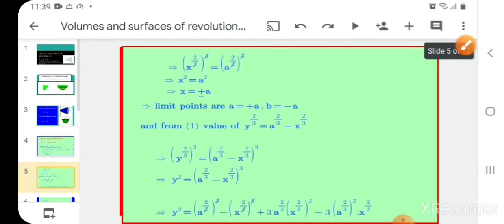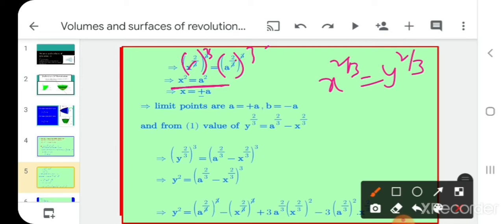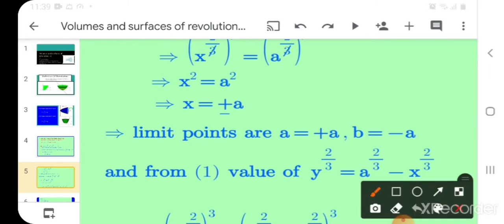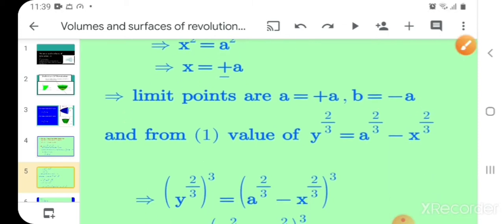See here. After substituting y equals 0, what do we get? x power 2 by 3 equals a power 2 by 3. Then cubing on both sides, the 3s cancelled. What is the remaining term? x square equals a square. That implies x equals plus or minus a. Therefore, the limit points are plus a and minus a. This is a, this is b. Okay, next.